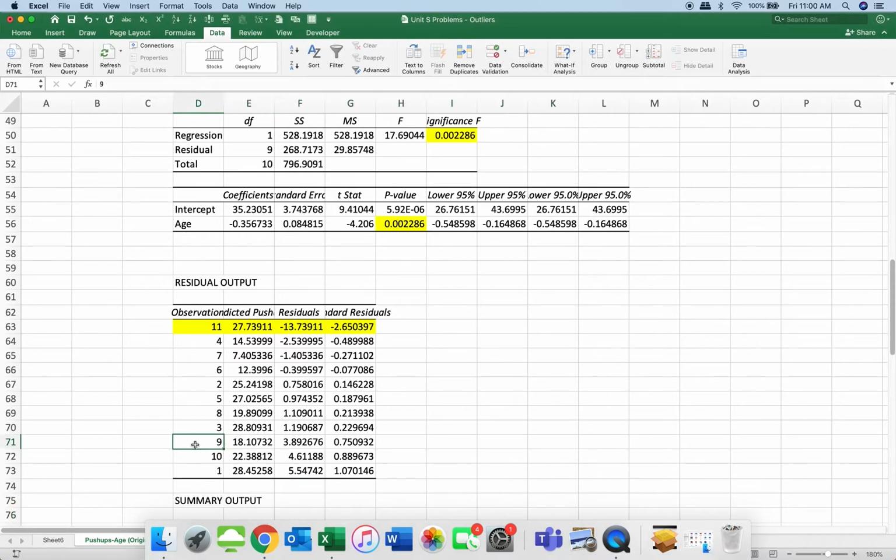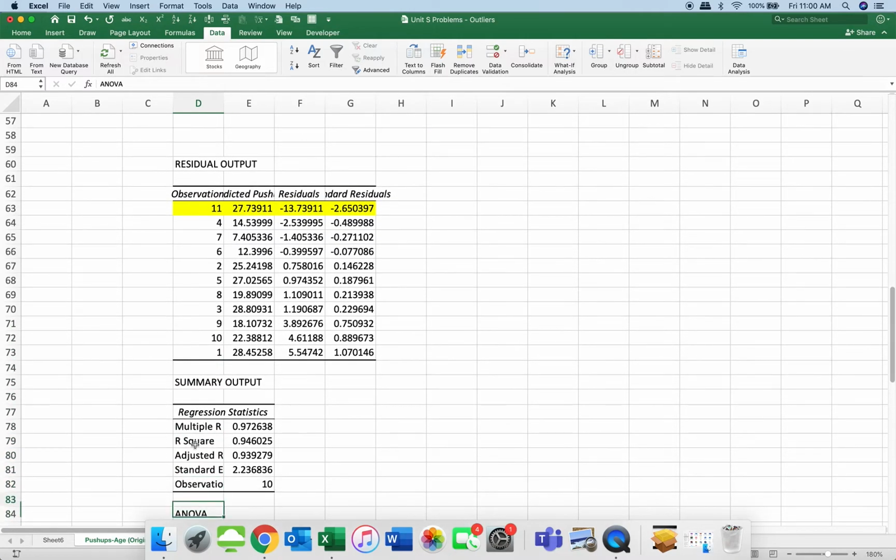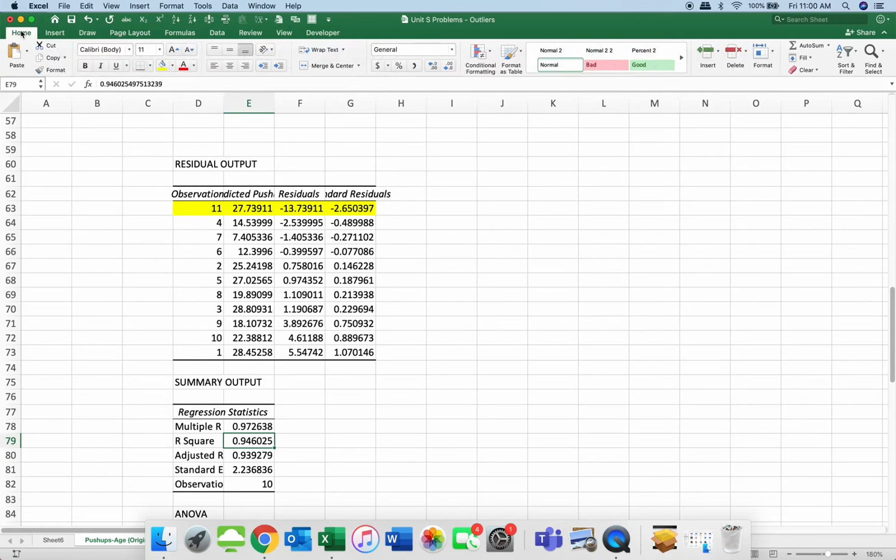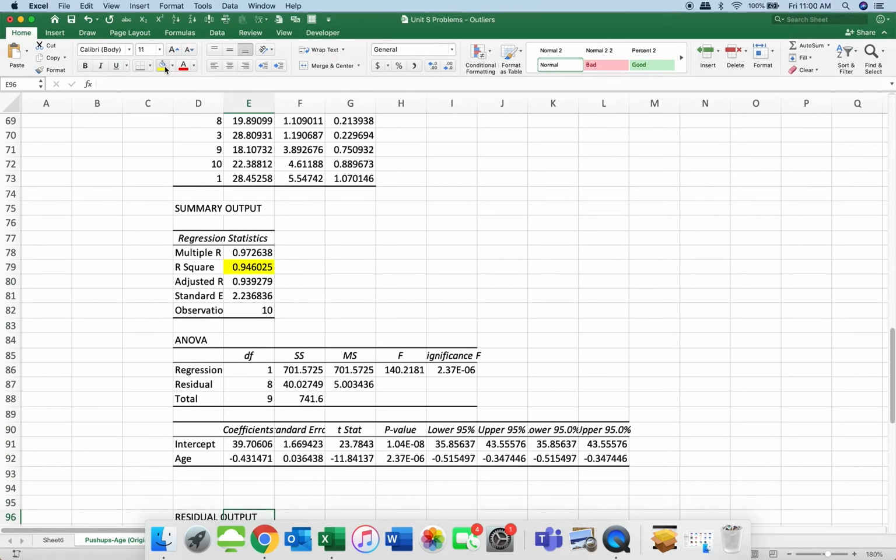But watch what happens. R-squared jumps up to 95% just by getting rid of one more observation. So it went from 40% up to 66% up to 95%. The regression line is redrawn, so a new intercept and a new slope. Look at the p-value. Now this, of course, is in scientific notation, so it's 0.0000237, and that, of course, is highly significant.